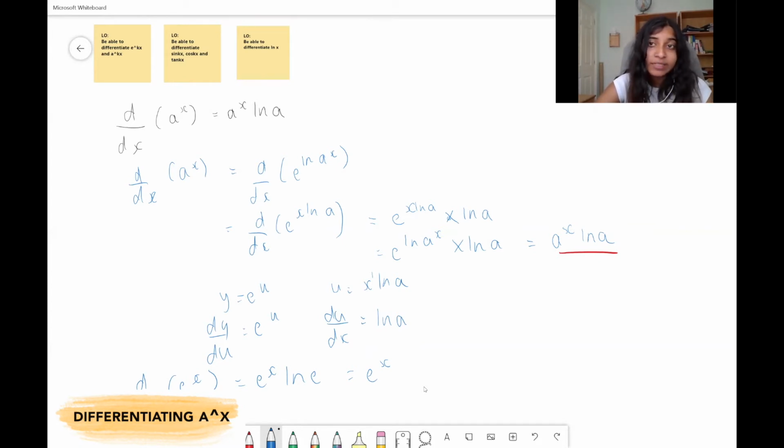Just remember that e to the power of x is just a special form of a to the power of x. And if you want more rules of differentiating e to the power of x, then make sure you go back to that video where we were doing it. But let's try some questions on differentiating this.